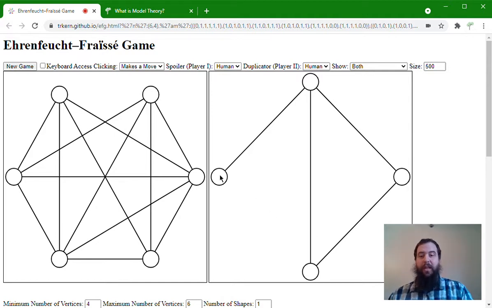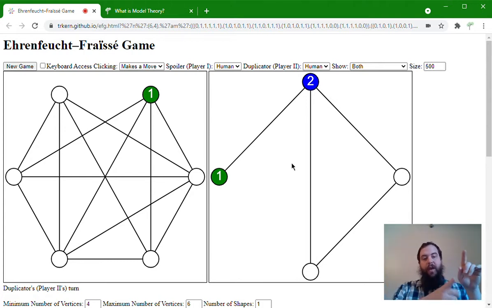So let's say that spoiler plays here. And we'll color this vertex in, we'll give it a number, just to indicate that that's the vertex that spoiler picked on turn 1. And duplicator, on their turn, will match this vertex up with a vertex of the other graph. So let's say that duplicator plays here. And so we'll write the same number and color it the same to indicate that these two vertices are matched up with one another. And let's say that spoiler now goes here, and we'll label it vertex number 2. Duplicator, on their turn, has to pick a vertex.